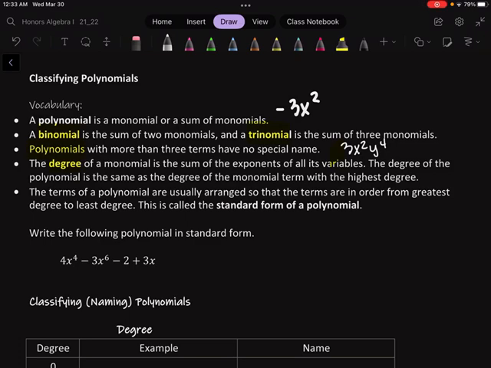The degree of a polynomial is the same as the degree of the monomial term with the highest degree. So we'll see some examples coming up, but we always want it to be the highest degree when we classify it. And then the terms of the polynomial are usually arranged from greatest to least degree, and this is called standard form. So all of your answers we would want to have in standard form.